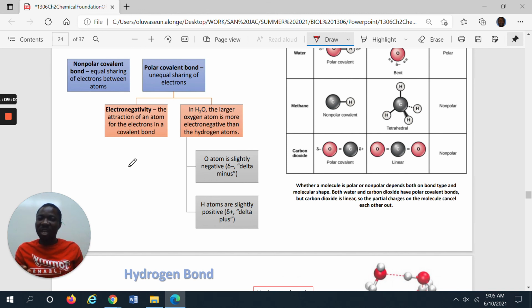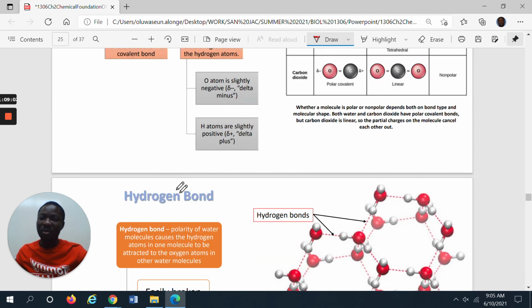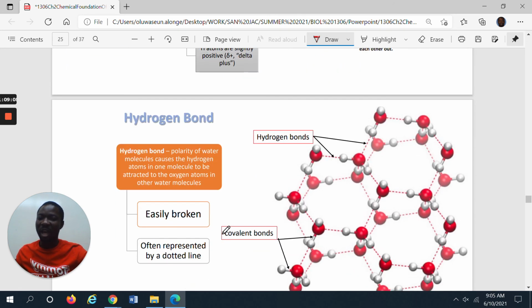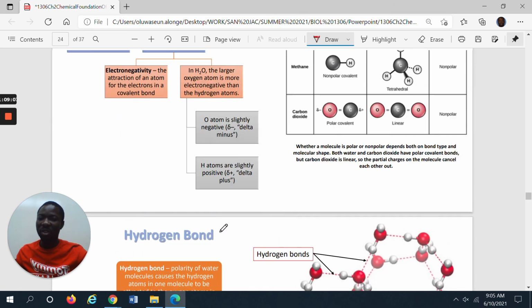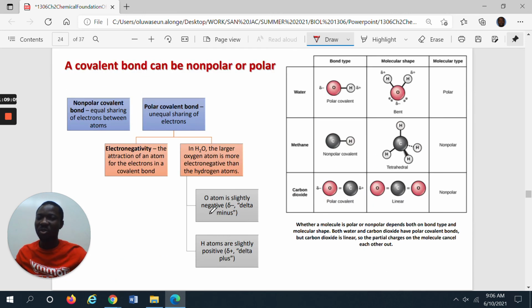Oxygen has electron affinity more than hydrogen. So because of that, oxygen is going to attract more. We say it is negative. You can see here, electronegativity is the attraction of an atom for the electron in a covalent bond. So in H2O, the larger oxygen atom is more electronegative than the hydrogen atom.